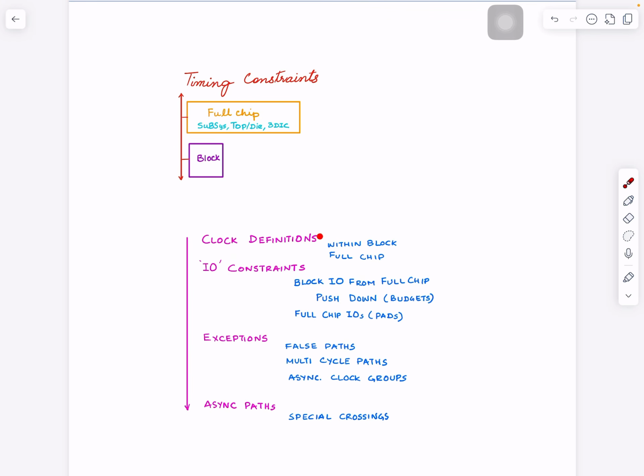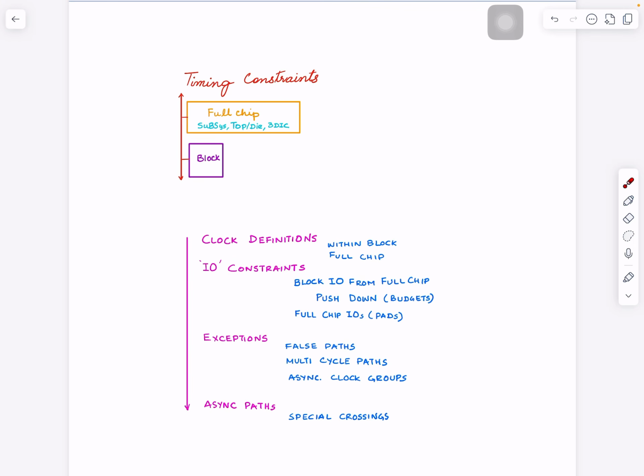So you have clock definitions, you have I/O constraints, you have exceptions, and you can have some special checks or asynchronous path checks. Okay, so these typically are the four things that come to my mind when somebody talks about timing constraints. And then we need to talk about those at a block level and full chip.